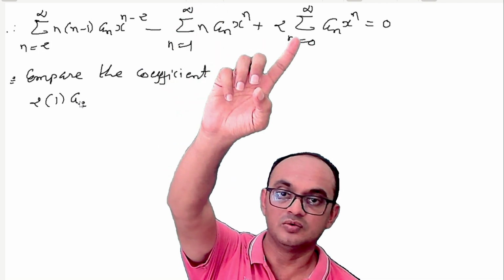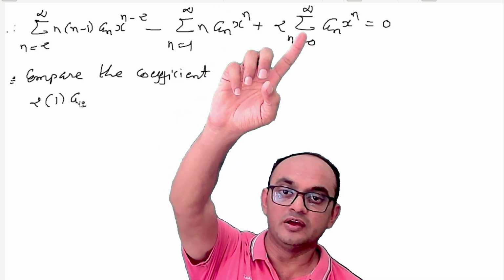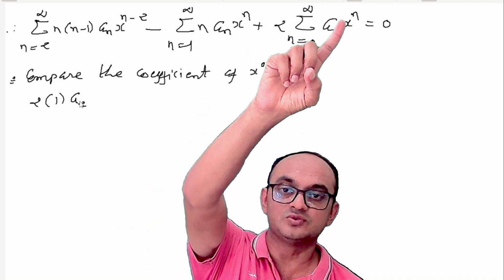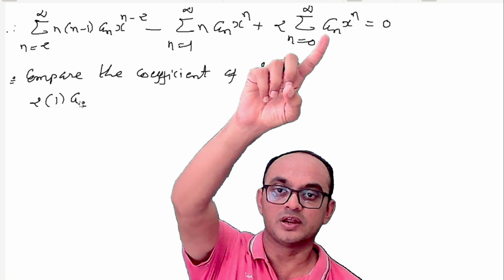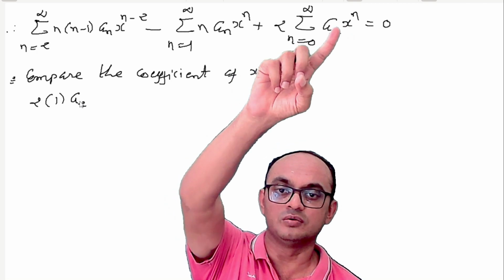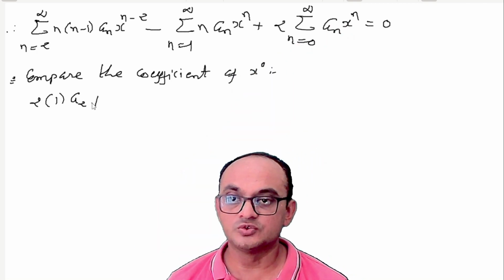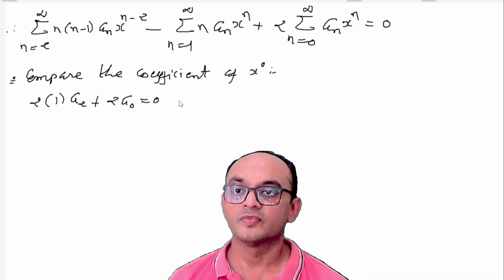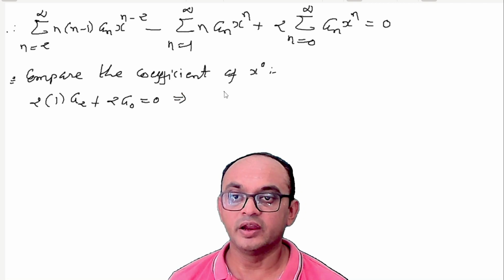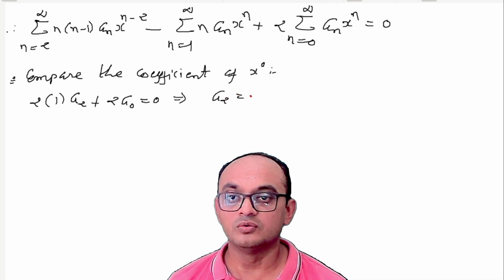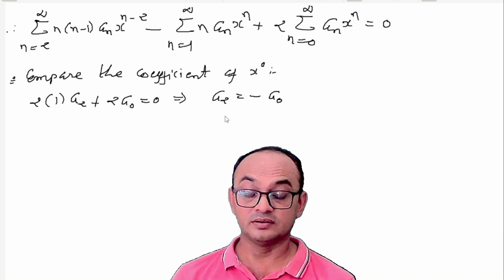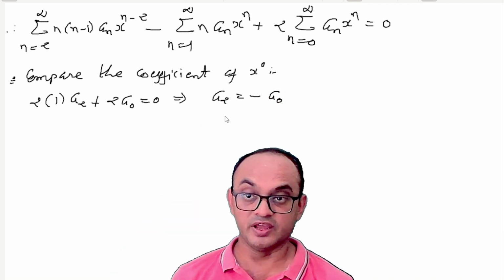Now the next term, n equal to 0 to infinity. I need x raised to 0, so I want n equal to 0. When we substitute n equal to 0, we have plus 2 times a0 is equal to 0. And therefore, a2 is equal to minus a0. Clear? So this is the first relation we have.